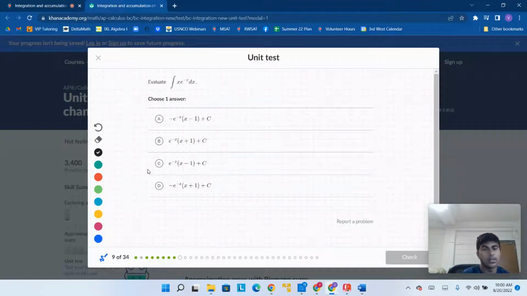Alright, so now we're moving on to the next one. Evaluate the integral of x times e to the negative x. Let's think about how we do this one. You actually cannot solve this with our usual integration techniques, which are the inverse power rule, the general inverses that we already have, and u substitution. That's kind of like the tools in our toolbox right now.